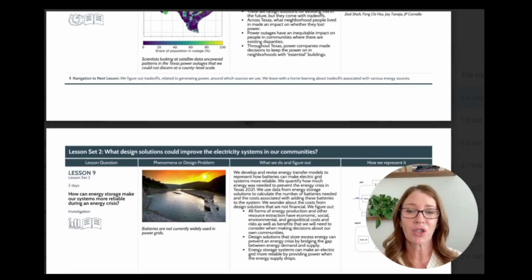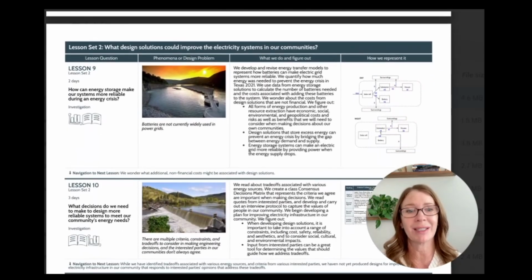So now in lesson set 2, we start thinking more about those decisions that decision makers make. And so we think about the design of the system, and could we have created a system that stored energy so that when there wasn't enough supply, there was excess that we could have brought into the system. And we read an article on batteries, and we realize that we can calculate the amount of batteries needed to have filled that gap in Texas, because we know the energy demand that was being asked of the power grid.